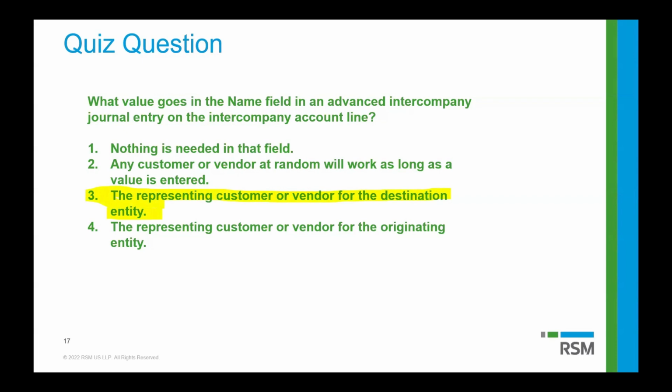So the way I always like to think of it is, okay, here's my entity in the first column. That's the entity that I'm booking this for. And then in the name, I need the entity that's the other side of the transaction. So as long as those two don't match, I'm good. If I try to make them match, I'm doing it wrong.